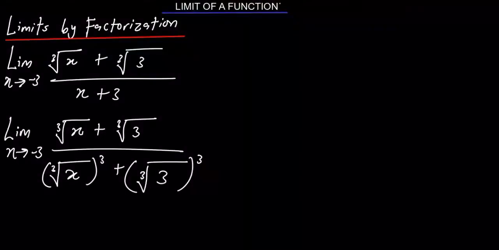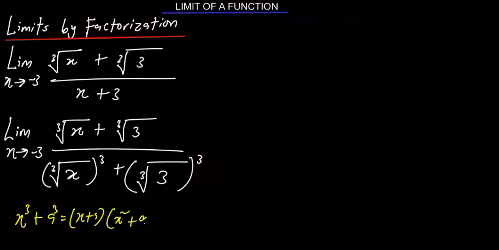Observe that I gave us an identity. I'll still write it here. x cube plus a cube, which is what? x plus a, x square minus ax plus a square. You have to be careful. So this is it. So from here, I'll apply the identity. And what will I have here? The limit as x tends to minus 3. So I'll still leave my numerator the way it is.